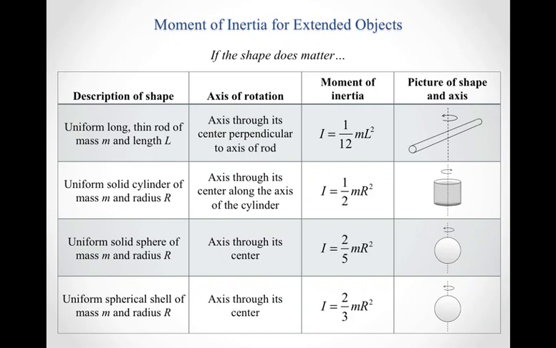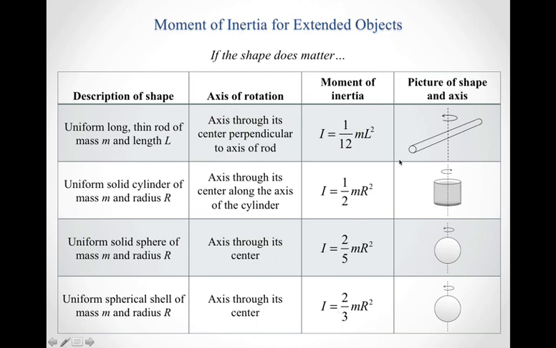So the other situation where we're going to need to calculate the moment of inertia for extended objects is if the shape does matter. The way that we're going to tend to deal with this is to start by just looking up what the moment of inertia is. For all of these objects, there's going to be a description of what the shape is, a description of the axis of rotation, and usually a picture that says, make sure this is what you're interested in. And then this is the equation that you'll use to calculate the moment of inertia.